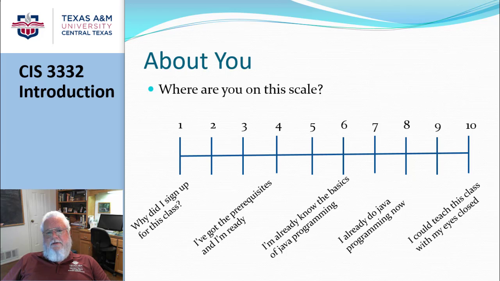So the next thing I'm going to ask you, remember the journal thing? On the very first journal, I'm going to ask you, where are you on this scale of 1 to 10? A 1 would be, oh my God, I can't believe I signed up for this course. I really made a horrible mistake. I am so completely lost. A 10 would be, look, I've been doing Java programming for 15 years. I could teach this class with my eyes closed. Most people, of course, are going to be somewhere in between, like, I've got the prerequisites. Maybe a few of you are saying, well, I already know a little bit about Java. I've been doing a little bit. Okay, so that is the end of this little presentation.